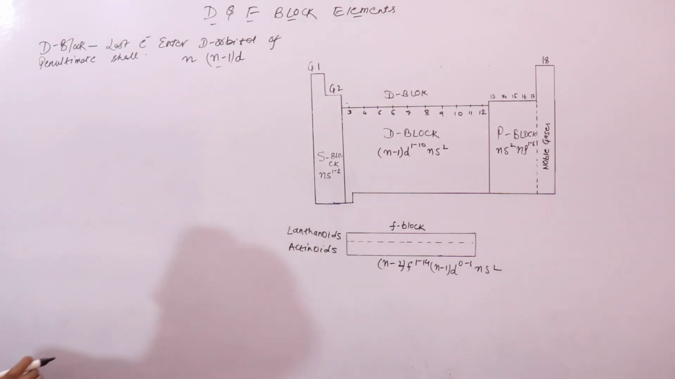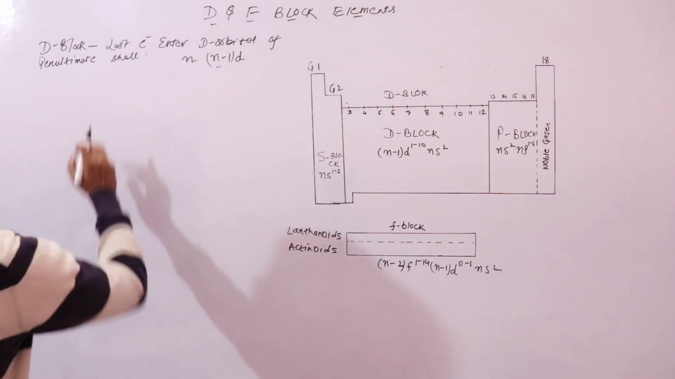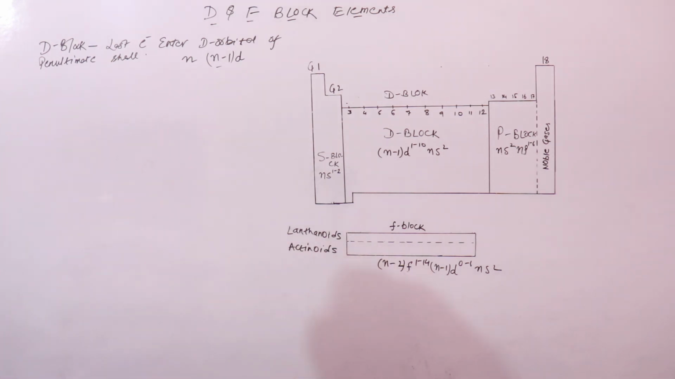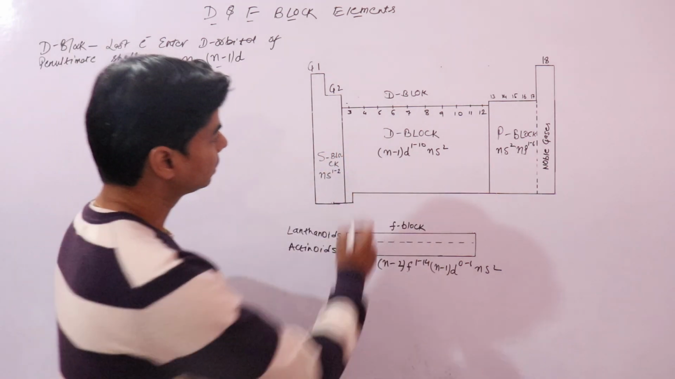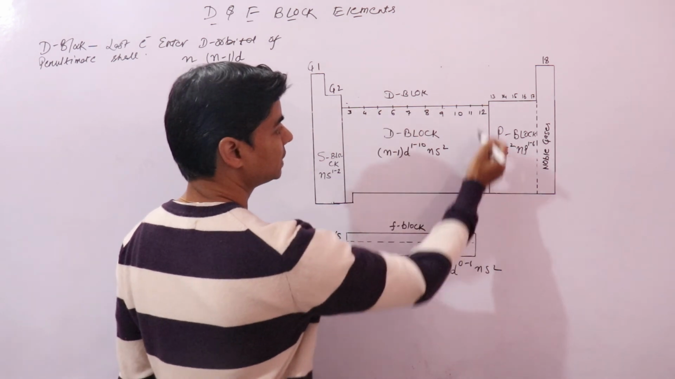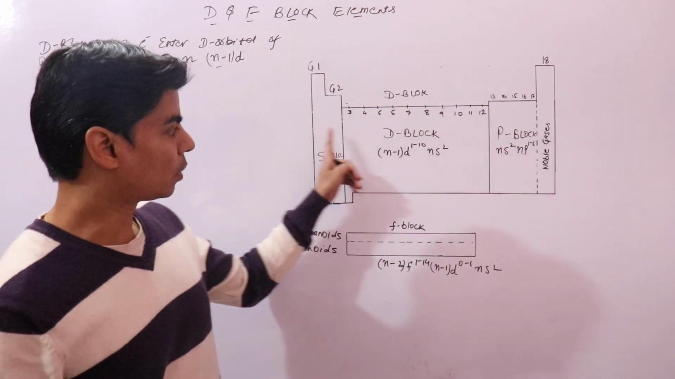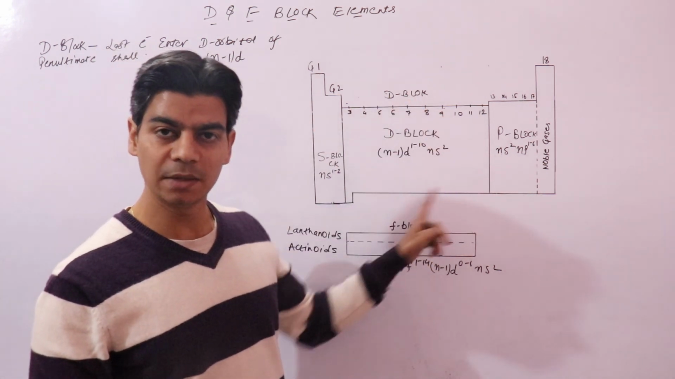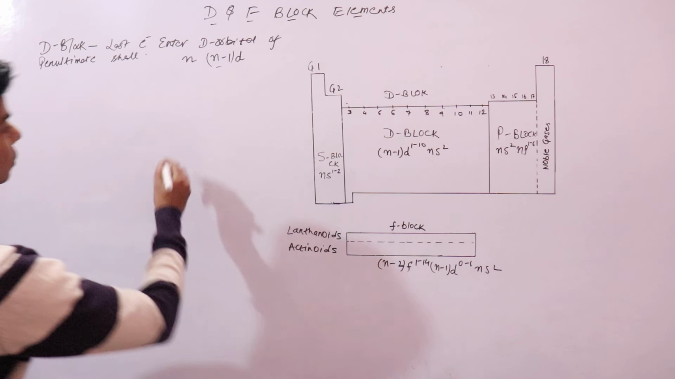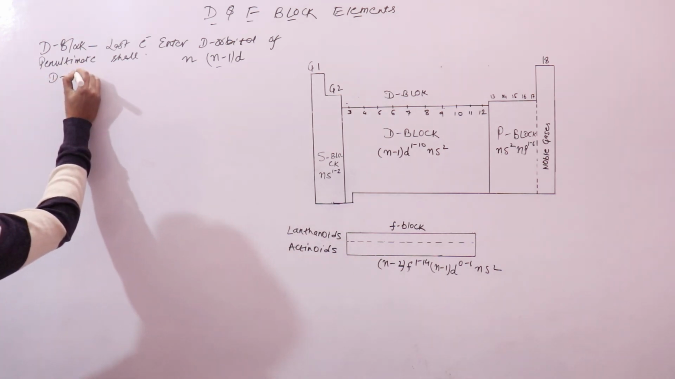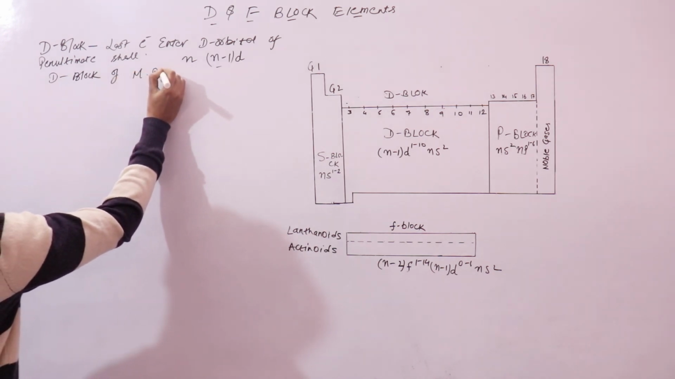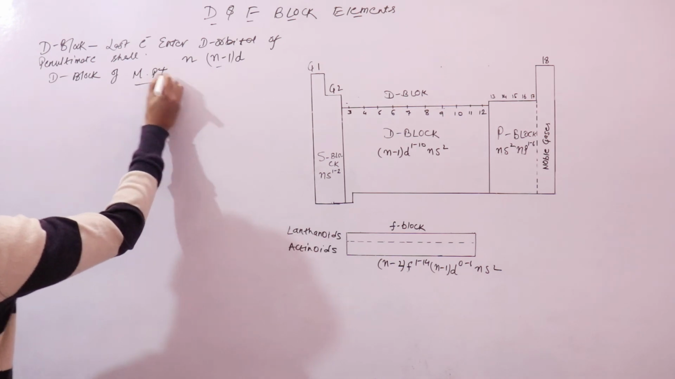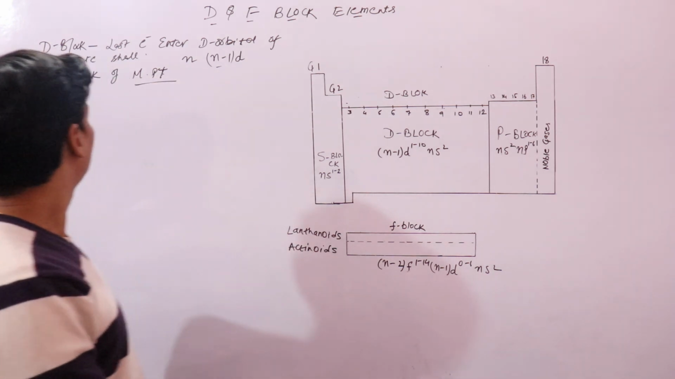We also call these transition elements. We'll understand why we call these transition elements. If you look into the periodic table, this middle section, which is between your S block and P block, is your D block. So D block elements come under the D block of the modern periodic table, MPT.